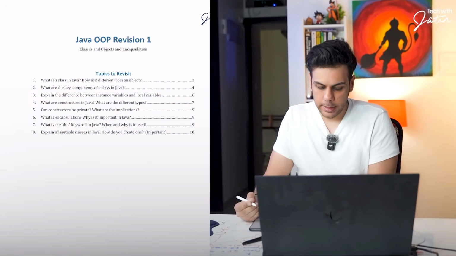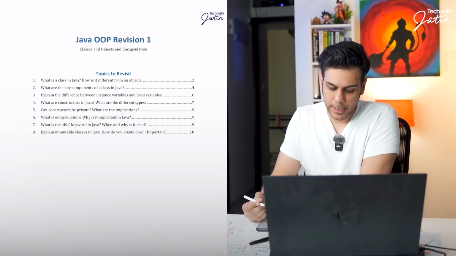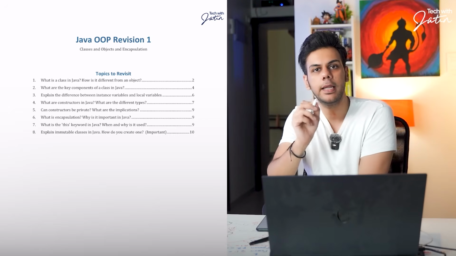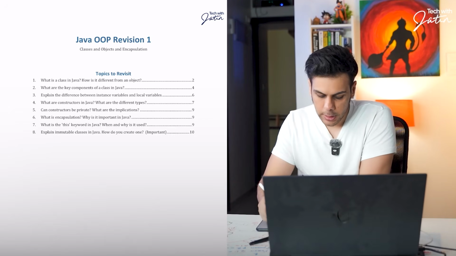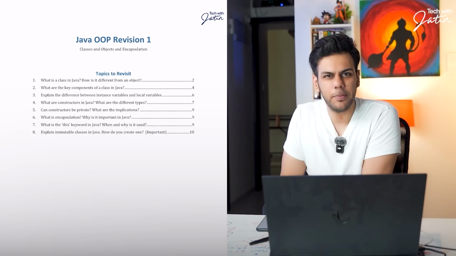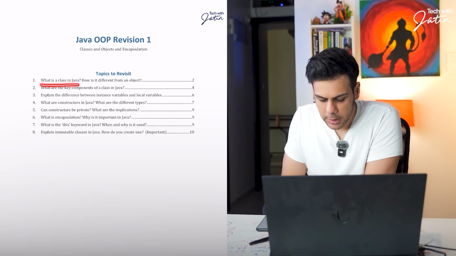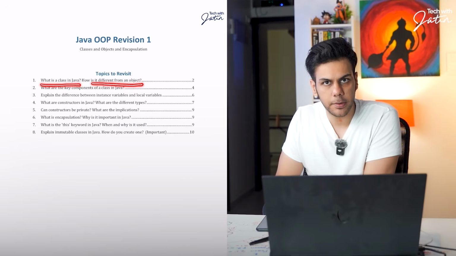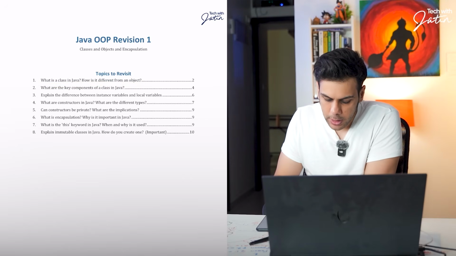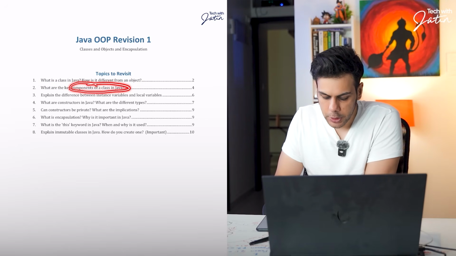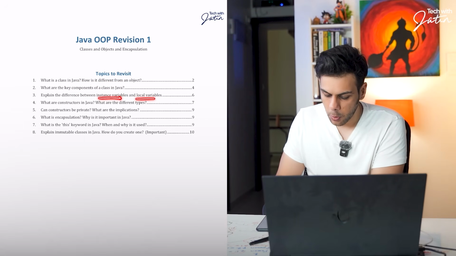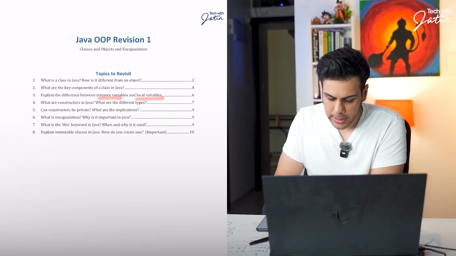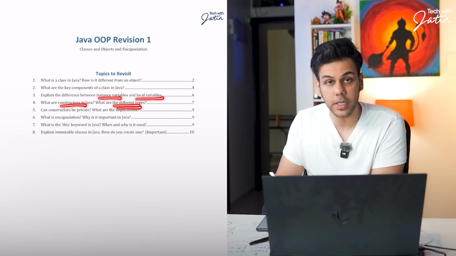Now, over here, guys, in this lecture, we will be discussing only 9 interview questions. How many? 9. Those 9 interview questions are, first, a very basic question: what is a class in Java and how is it different from an object? The second one is, what are the various components of a class in Java? Then, what is the difference between an instance variable and a local variable? Then, what is a constructor and what are the different types of constructors?